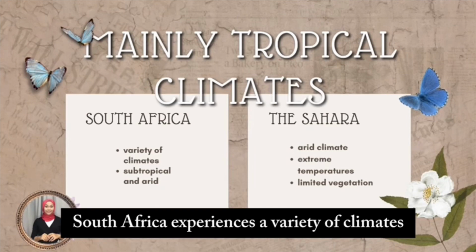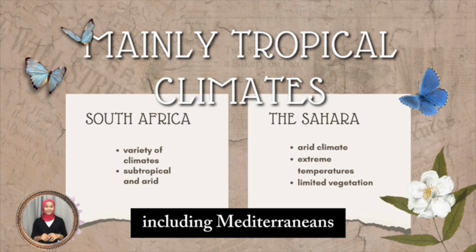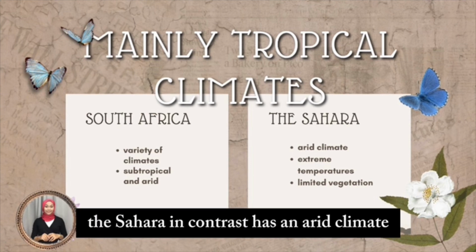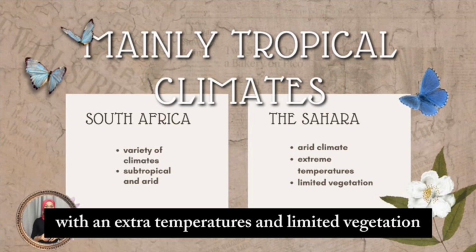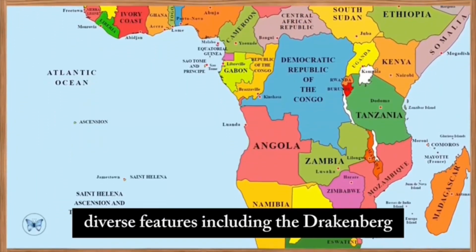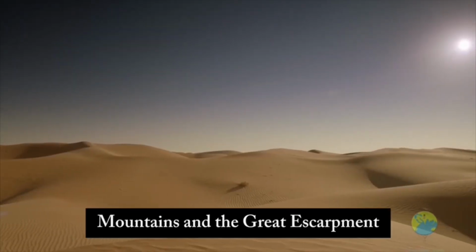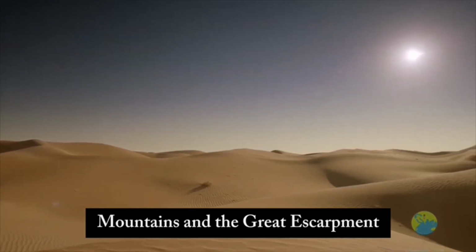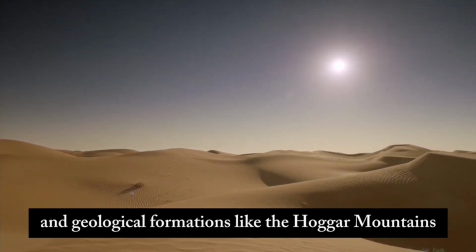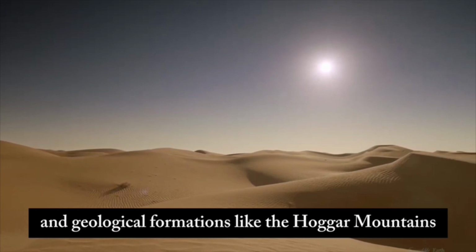South Africa experiences a variety of climates, including Mediterranean, subtropical, and arid. The Sahara, in contrast, has an arid climate with extreme temperatures and limited vegetation. South Africa has diverse features, including the Drakensberg Mountains and the Great Escarpment. The Sahara is characterized by ancient rocks and geological formations like the Hoggar Mountains.